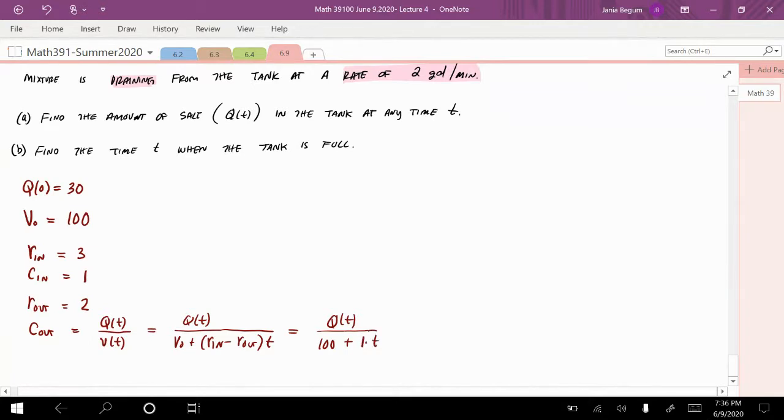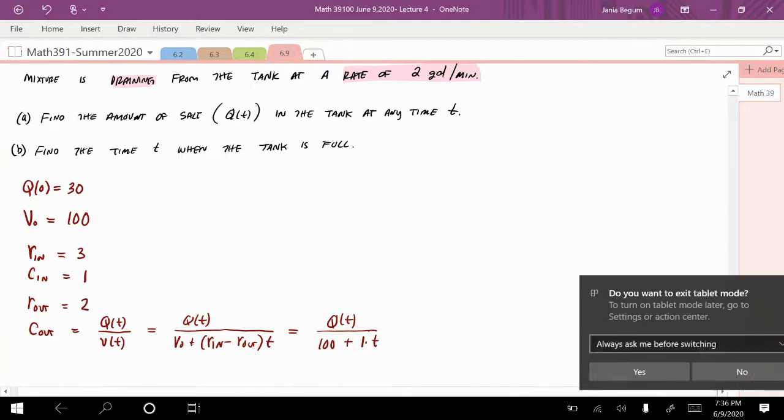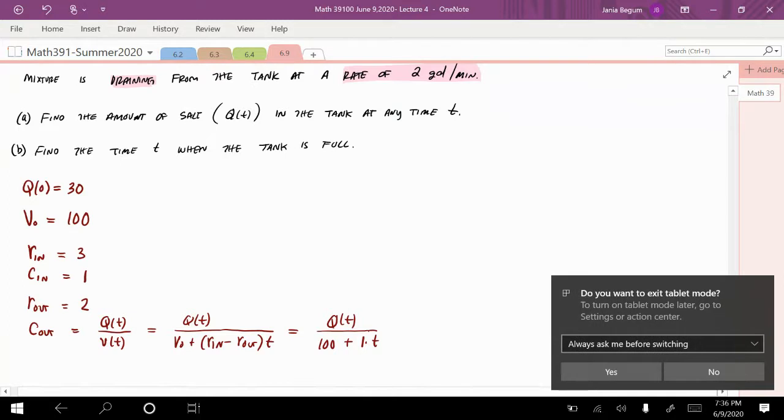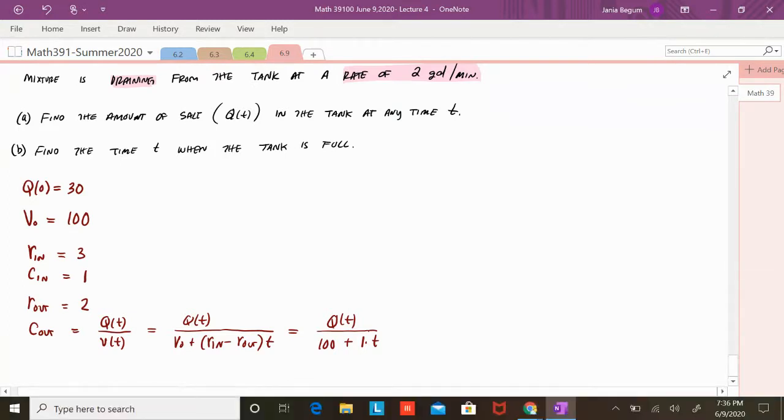That's our C out. I'm going to set up the equation next time, but you can also set it up for homework if you want to, and we can talk about it next time. Any questions up to this point? So we have everything set up and we'll continue the rest tomorrow. Let me know if you guys have any questions.